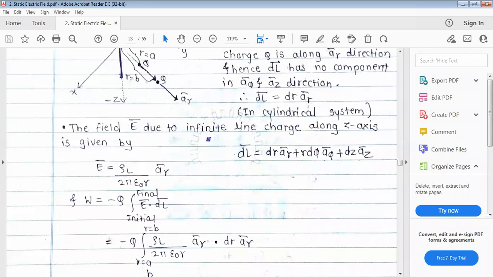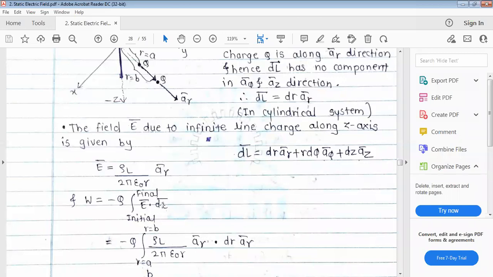Line charge is along the x-axis, so we can take it so. Yes, because we are writing the equation for a line charge, and the equations for electric field intensity are different for point charge, line charge, and sheet charge, right? We derived all the equations. So for a line charge, the electric field intensity is E bar equals rho L upon 2 pi epsilon 0 R, into A bar R.